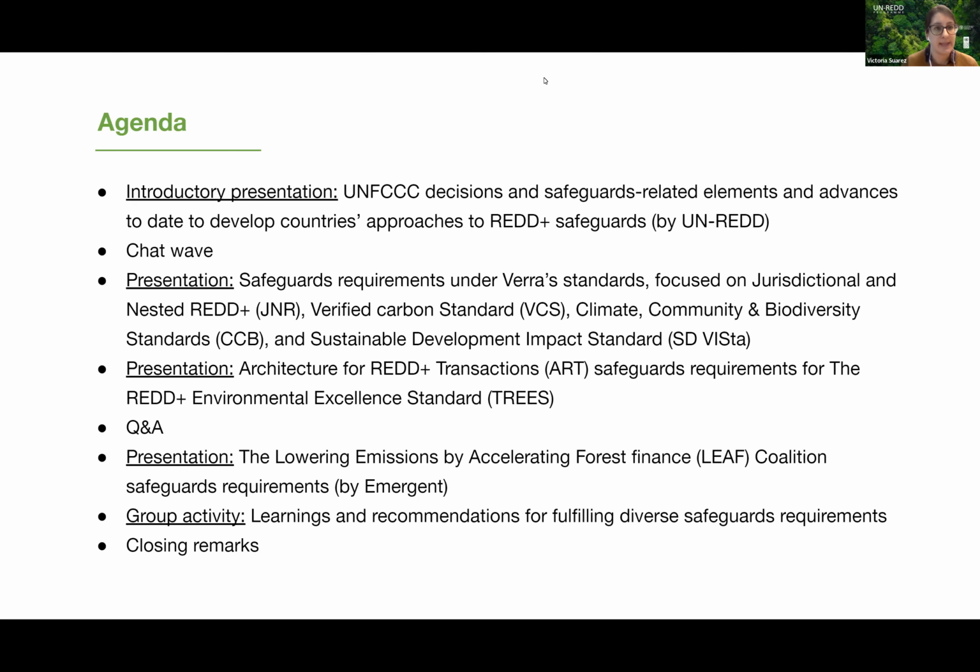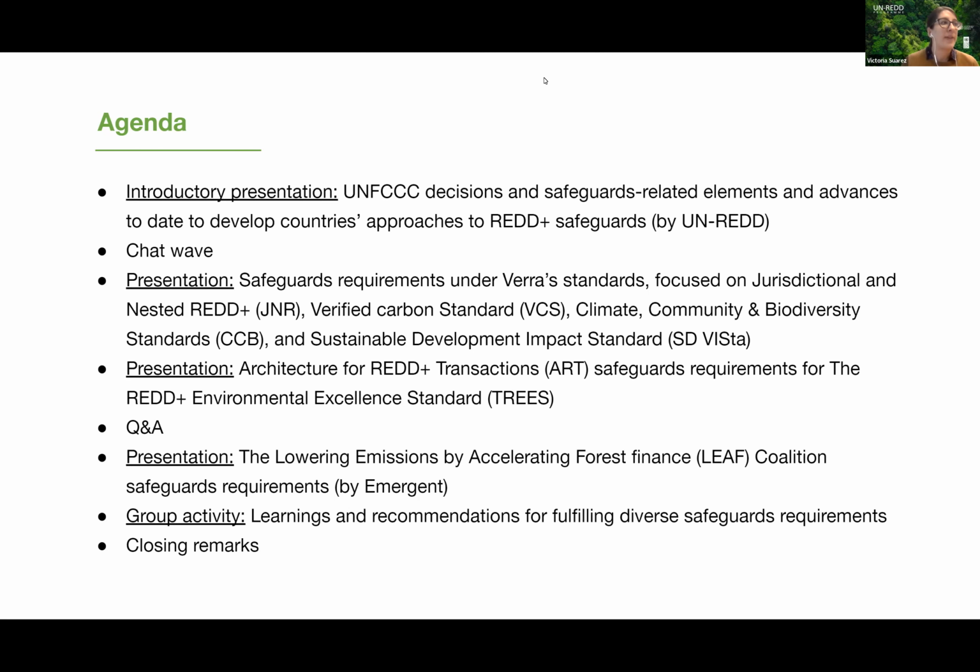So this event is not a comprehensive review of all the standards, all the initiatives and safeguard frameworks that are available, but a more target-focused review on some key standards and initiatives that have received increased attention in the last couple of years, and also the ones that are closely related to UN REDD technical assistance.